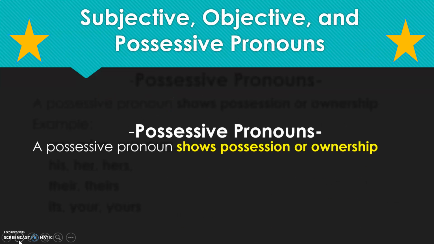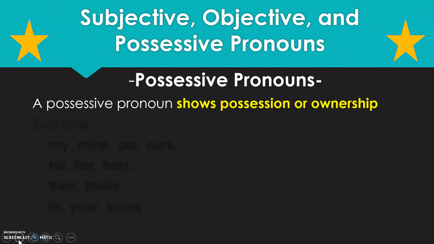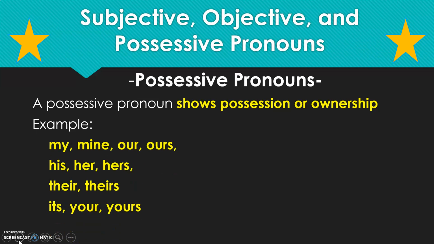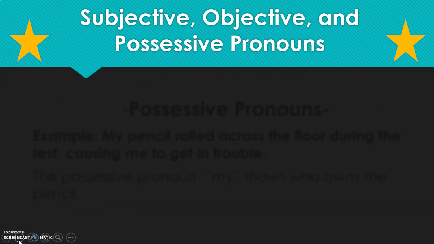And then finally, we're going to talk about possessive pronouns. Possessive pronouns show possession or ownership. So here are some examples. My, mine, our, ours, his, her, hers, their, theirs, it's, your, yours. So take a minute and write both the definition and the examples in your graphic organizer. Pause it at this point if you have not completed that.